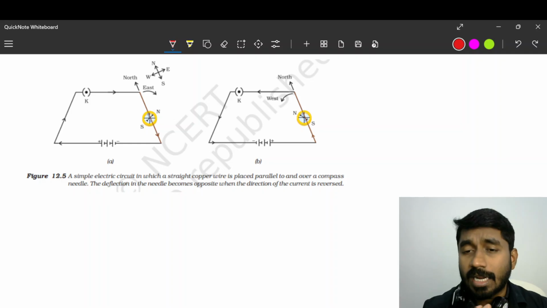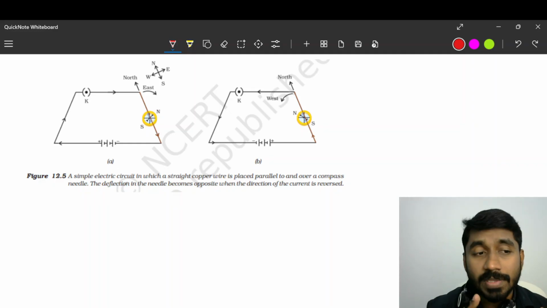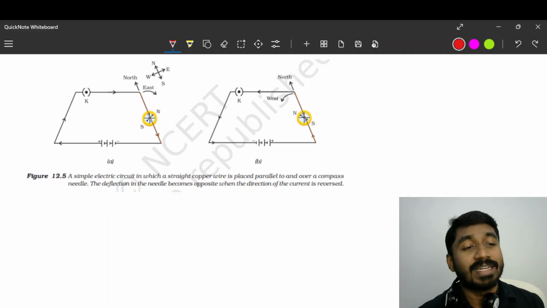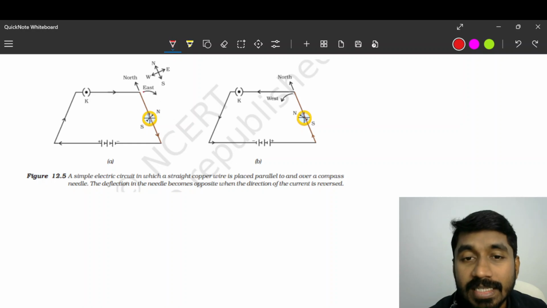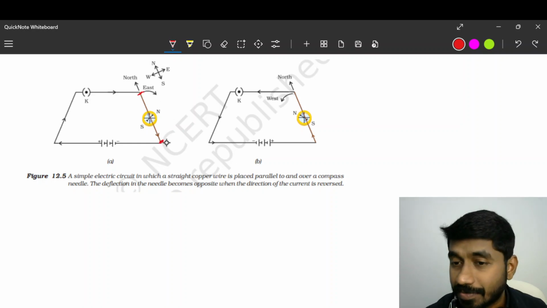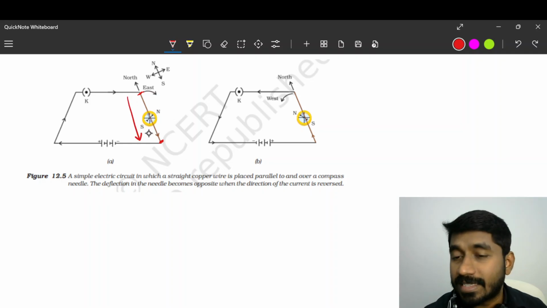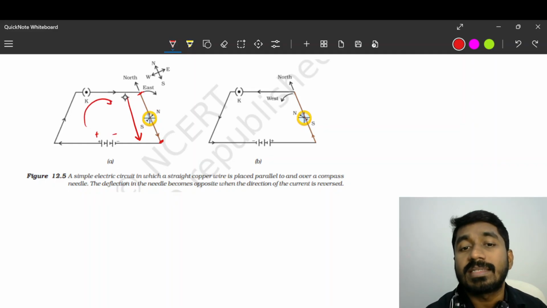All these things are described in the starting of the chapter. Now this is the important topic of the chapter. What is the magnetic field due to a current carrying conductor? So let's take a straight current carrying conductor. You can see this is a current carrying conductor. Here a current is passing from this direction, because this is plus and this is minus. Current is moving in this direction.